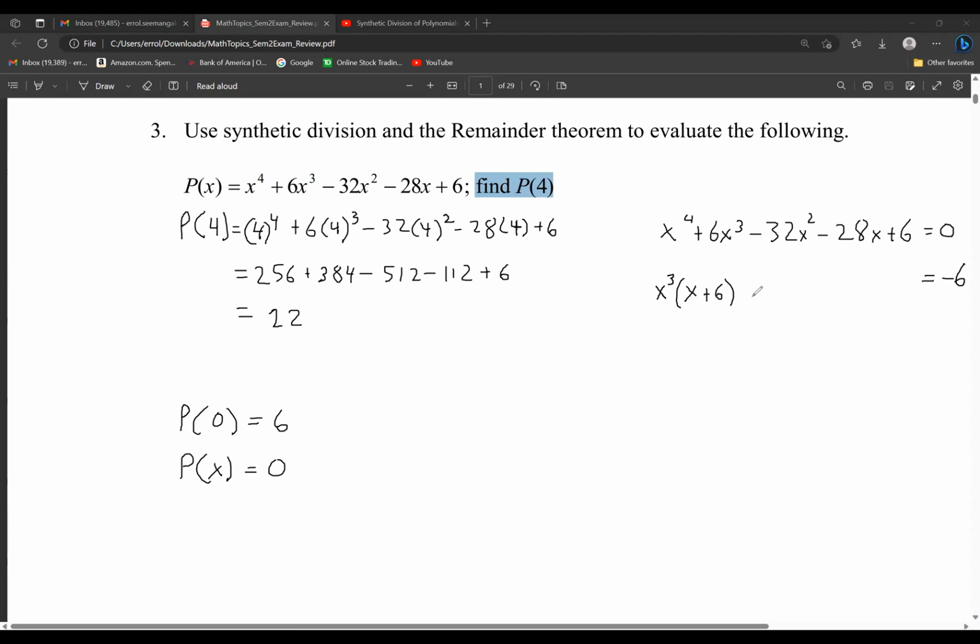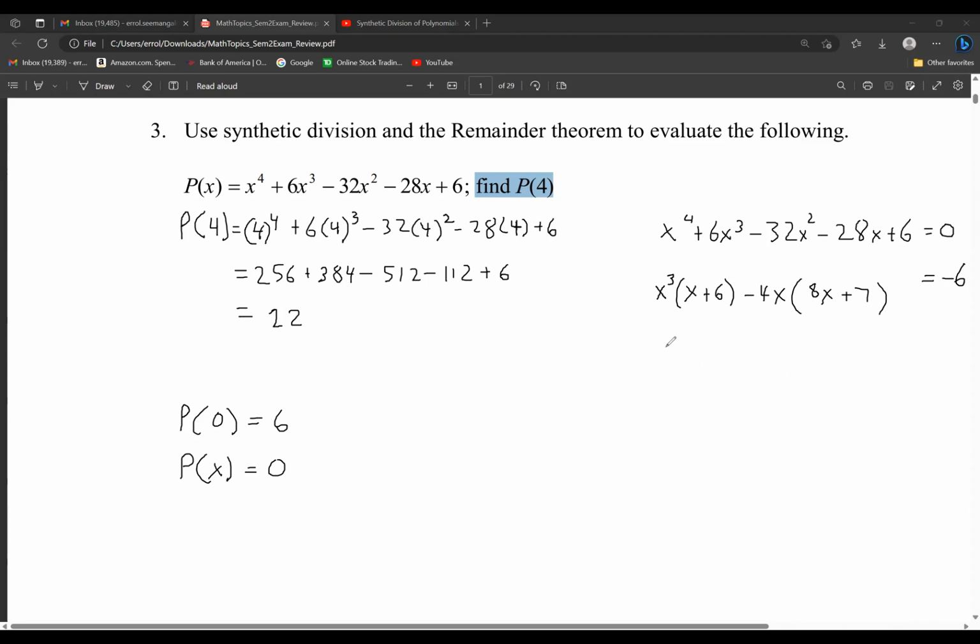Take out a 4x. What's on the inside? 8x minus 7 minus 32 plus. Does that work? Minus 32x squared, yep, minus 28x. Yes, okay. So that equals negative 6.